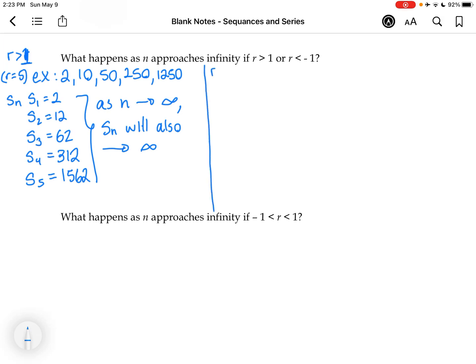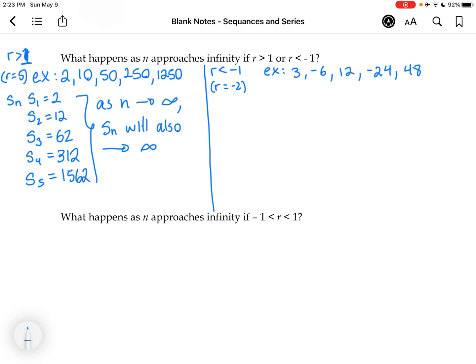Let's see what happens if we have a common ratio that's less than negative 1. I'm going to take this example: 3, negative 6, 12, negative 24, 48. I'm just looking at the first 5 terms. What's happening here is I'm multiplying each term by negative 2, so in this case r equals negative 2.